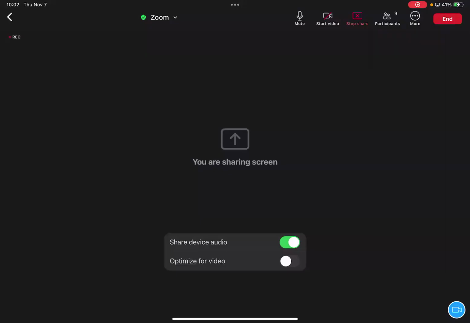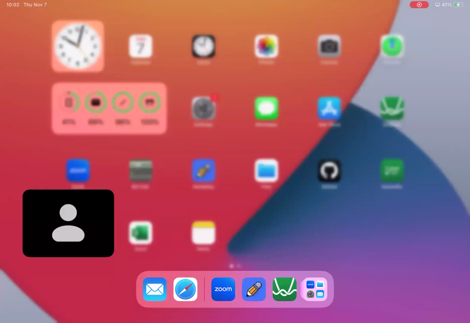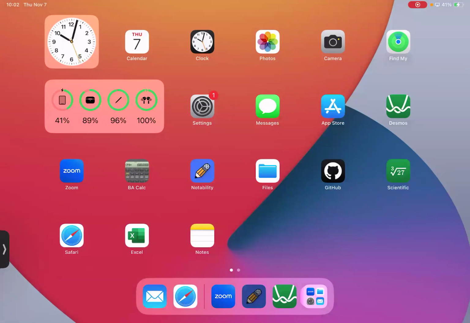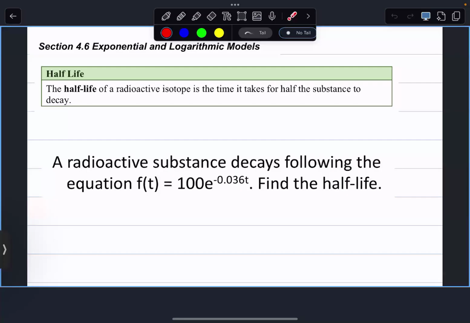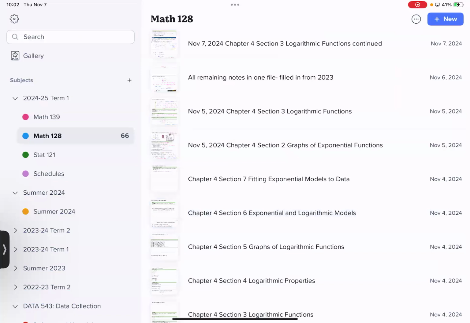Start this. All right. Let's do what we do. That's not us. Exponential decay.